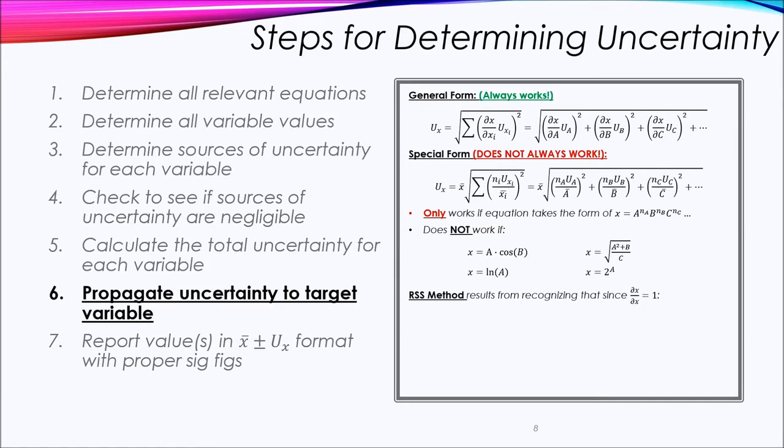Now, quick note, the RSS method that I mentioned before is just a simplification of the general form. If we recognize that you are taking the partial derivative of a value with respect to itself, then that partial derivative term just becomes 1 multiplied by your uncertainty, which then causes that partial derivative to just drop out entirely. So we can see this play out in the previous RSS method equations that I showed. So now it just becomes the root sum of squares.